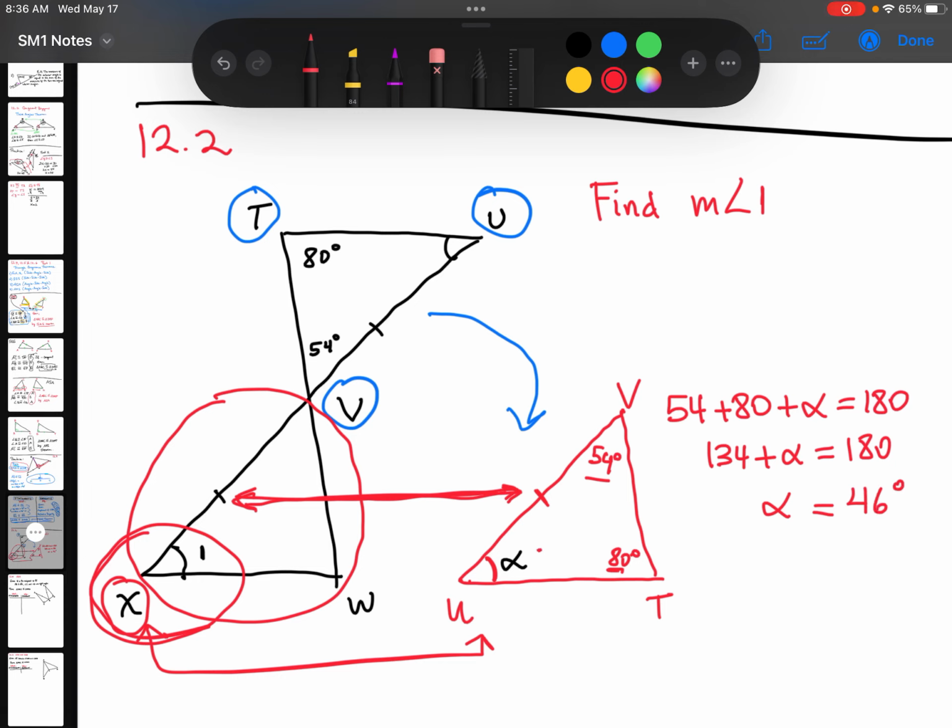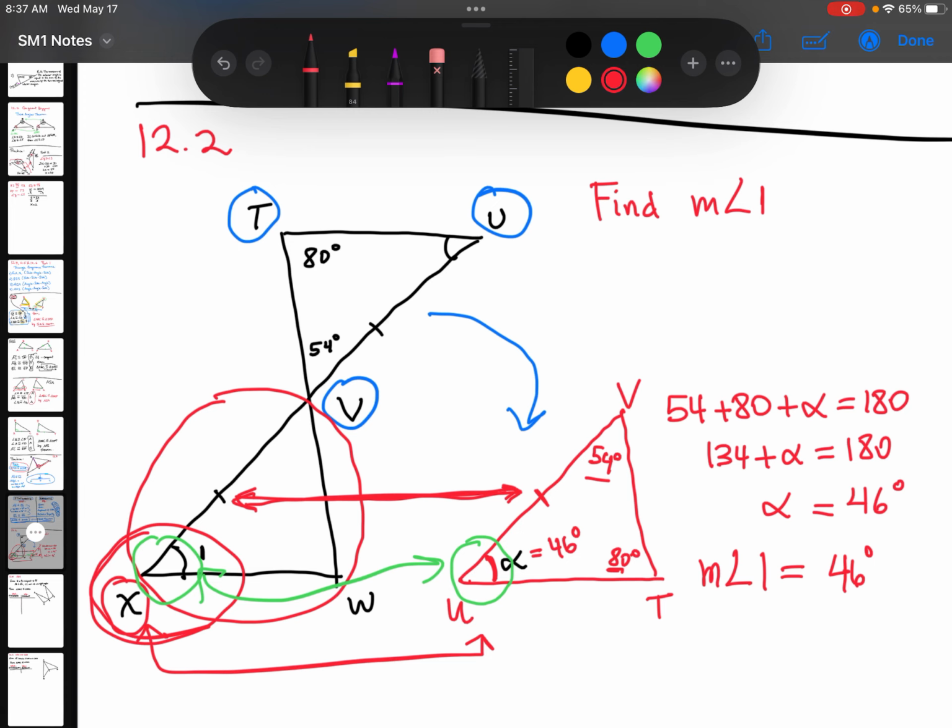So if alpha is 46 degrees, because of the correspondence and because of this mark, guys, remember, this mark, I know that these two angles are the same. So I can definitely say that the measure of angle 1 is also 46 degrees. And I'm done with this exercise. Feel free to rewind or pause it as needed to make sure you understand every single thing we did here.